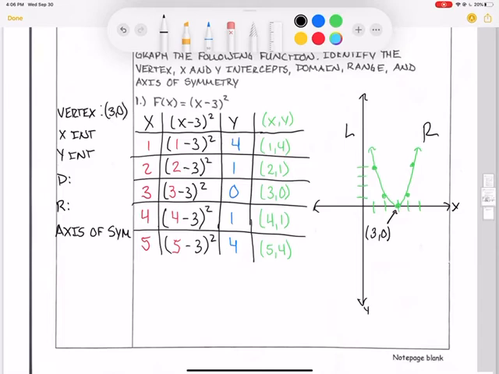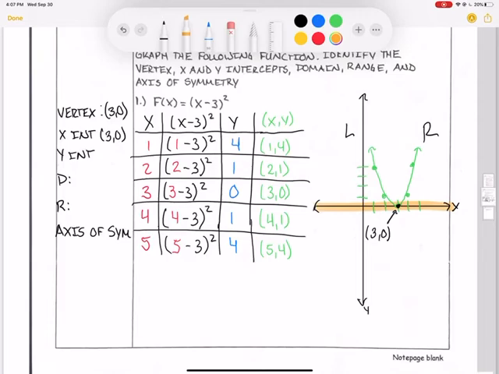My x-intercept is where the graph crosses the x-axis, and it crosses the x-axis at one point. That point is again here at 3, 0. So this is going to be my x-intercept, 3, 0.